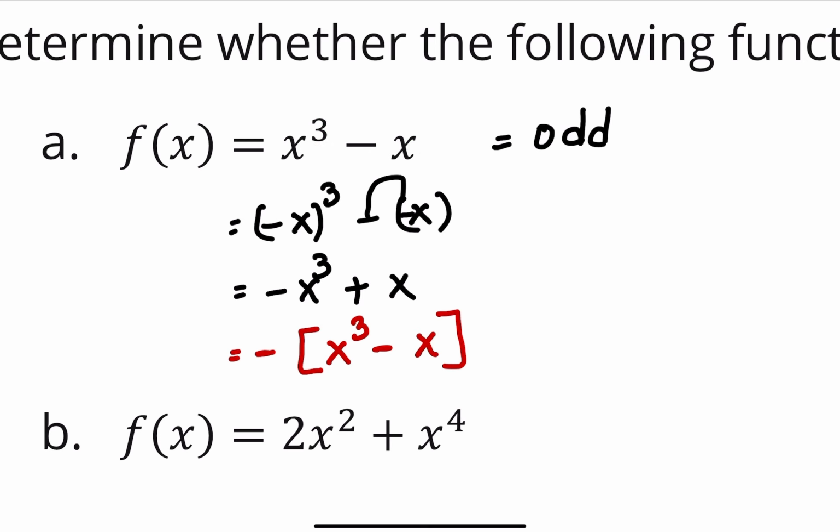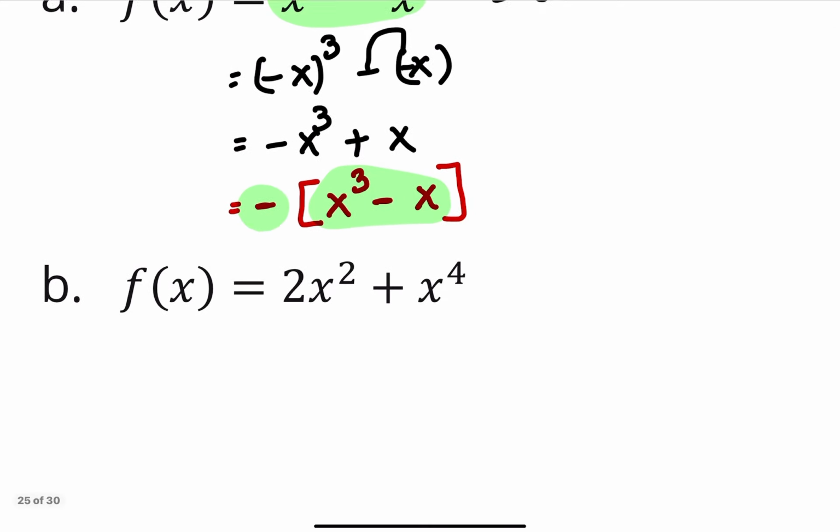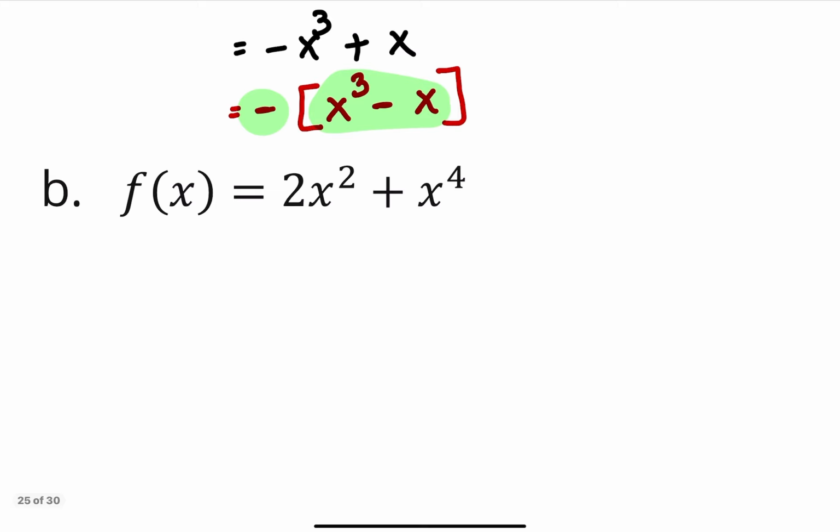So here, as you can see, this is my original function. Let me erase this one. This is my original function. When I replace my x with negative x, I get back the function with a negative sign. That's why it's an odd function. The whole function becomes negative. Now let's take a look at the next one.